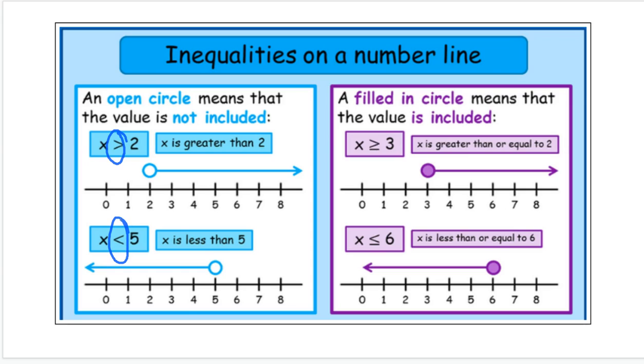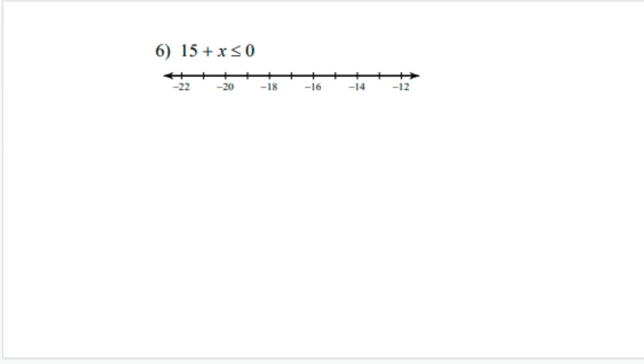A filled in circle means that the value is included. So we'd be looking at greater than or equal to or less than or equal to. Let's look at our first problem. 15 plus x is less than or equal to 0.